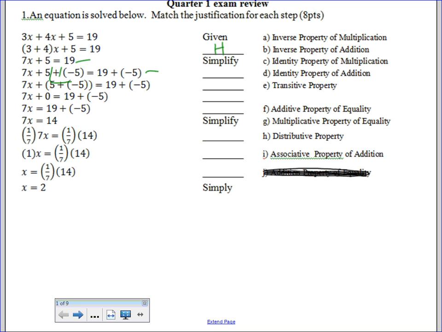Well, something was added to both sides of an equation. Whenever something is added to both sides, we have a property of equality. And so we have to ask ourselves, was it the additive property of equality or the multiplicative property of equality? Did we add something to both sides, or did we multiply something to both sides? And it's very clear that we added.